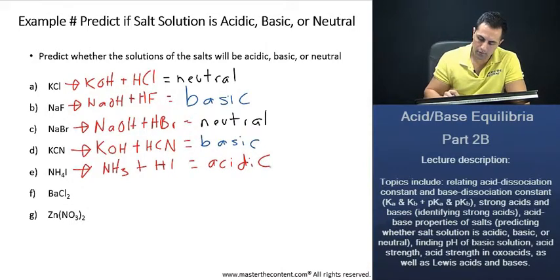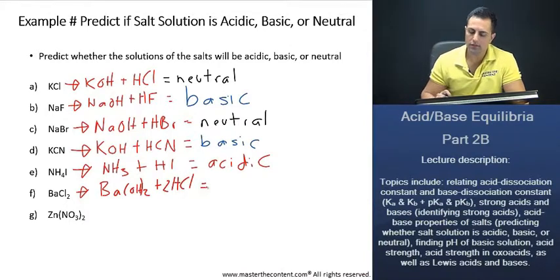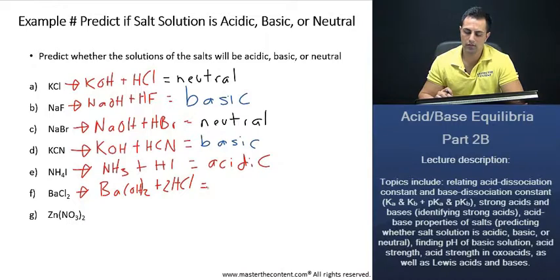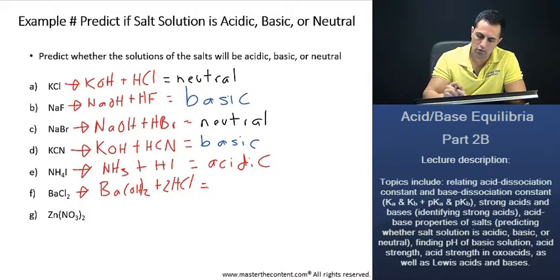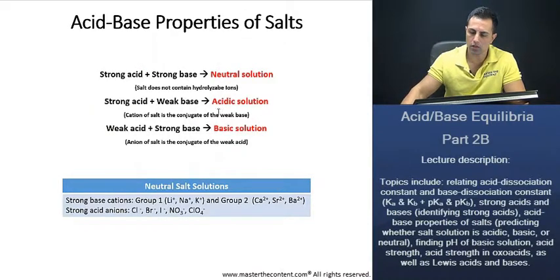Now we have barium chloride. The salt barium chloride is formed from the strong base barium hydroxide plus hydrochloric acid, and we know that's a strong acid. So when you have a strong base and a strong acid, then we're going to have a neutral solution. And again, we're just following what we talked about on the preceding slide.